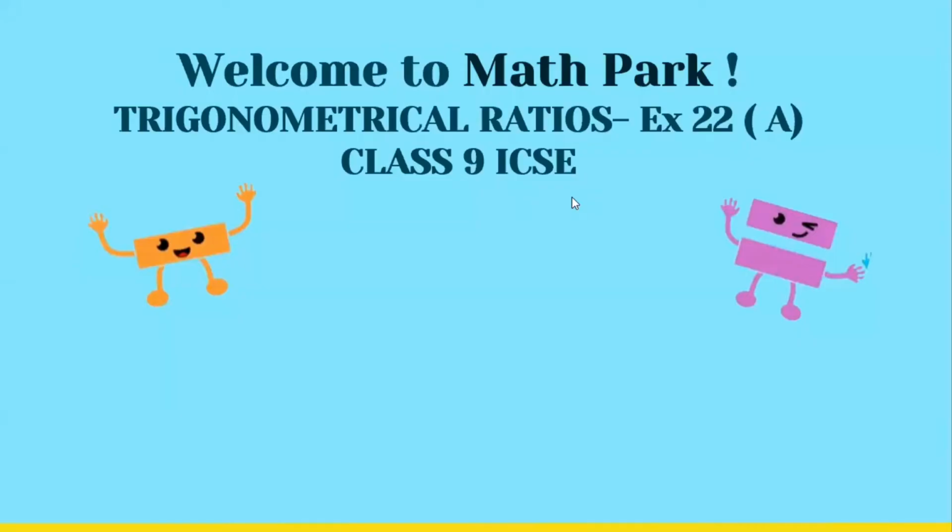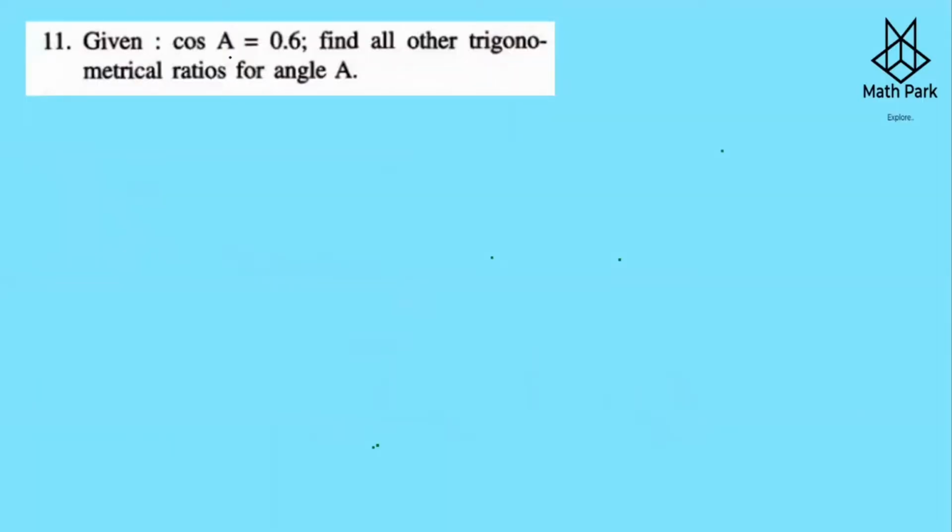Hello children, welcome to Math Park. Our today's topic is trigonometrical ratios. It is chapter 22 and we are going to solve exercise 22a. From given cos A is equal to 0.6, find all other trigonometrical ratios for angle A.